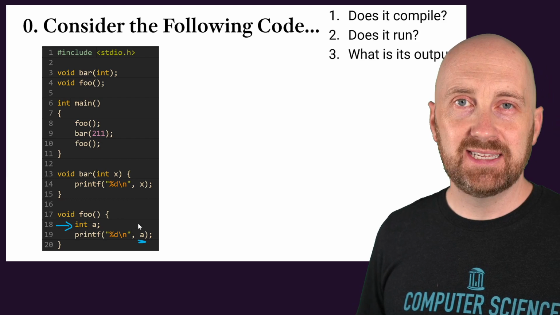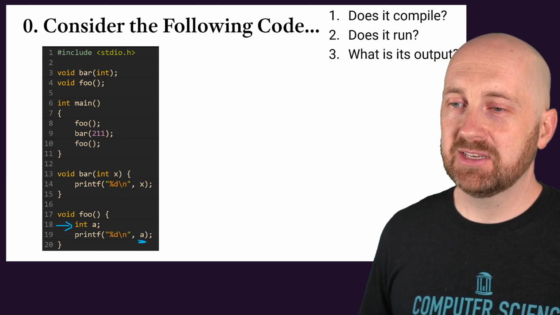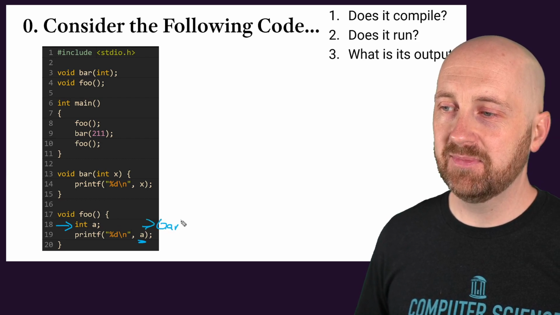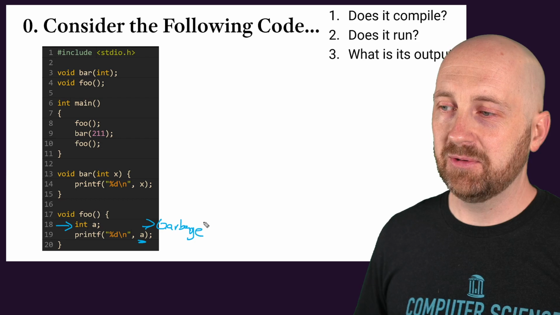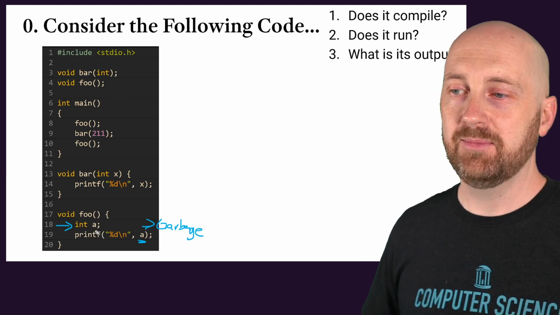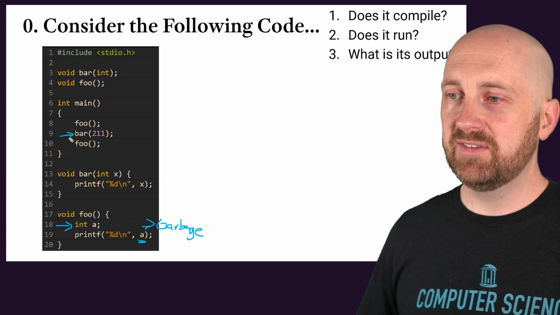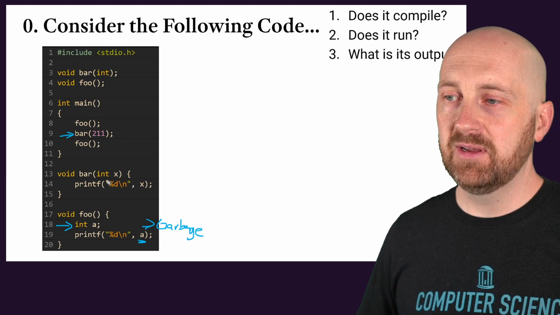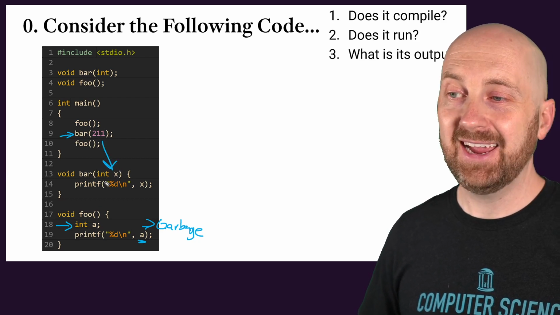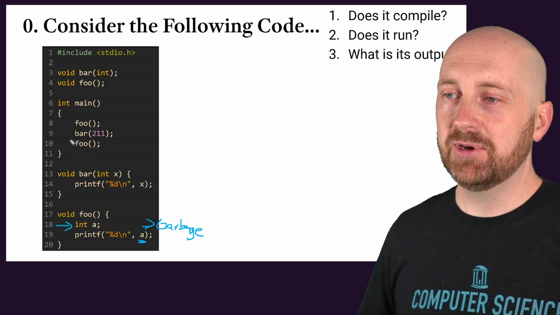So what actually is the output when this program runs? Well, if we wanted to conjecture a little bit, we could assume that this is garbage the first time. We don't know what values were previously in memory at this frame when this function call occurs. And then when we call bar with 211, we pass 211 to the local parameter x of bar, and this gets printed out. And then we call foo again.